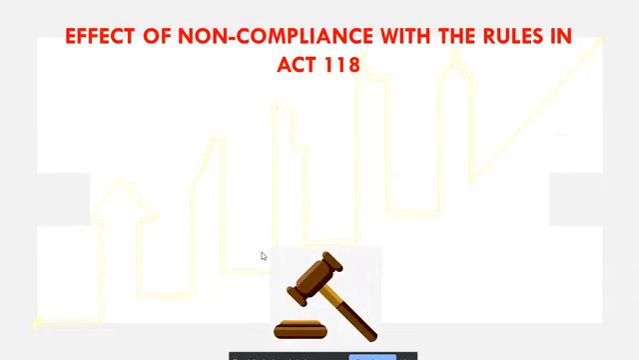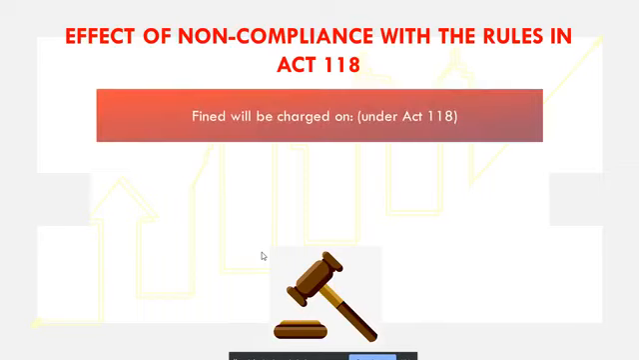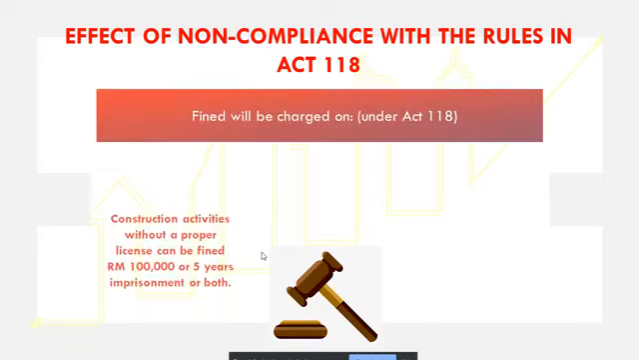So effect of non-compliance with the rules in Akta 118, Housing Development Act. So fine will be charged on construction activity without proper license, can be fined 100,000 or 5 years imprisonment or both. Ataupun kedua-duanya sekali. So kalau construction activity tanpa license, boleh didenda 100,000 hingga 5 tahun penjara atau kedua-duanya sekali lah.